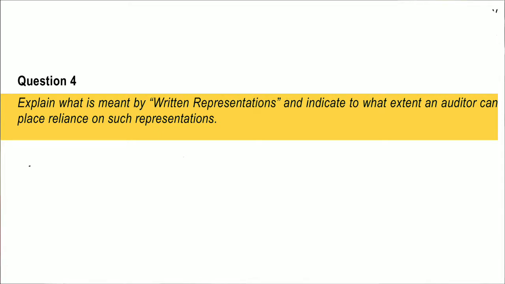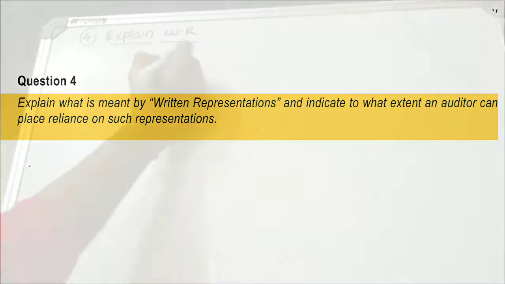The next question is: provide a short note with respect to written representation. That is, explain written representation. So here I am taking the relevant standard, that is SA 580, which is written representation. What is meant by this written representation?